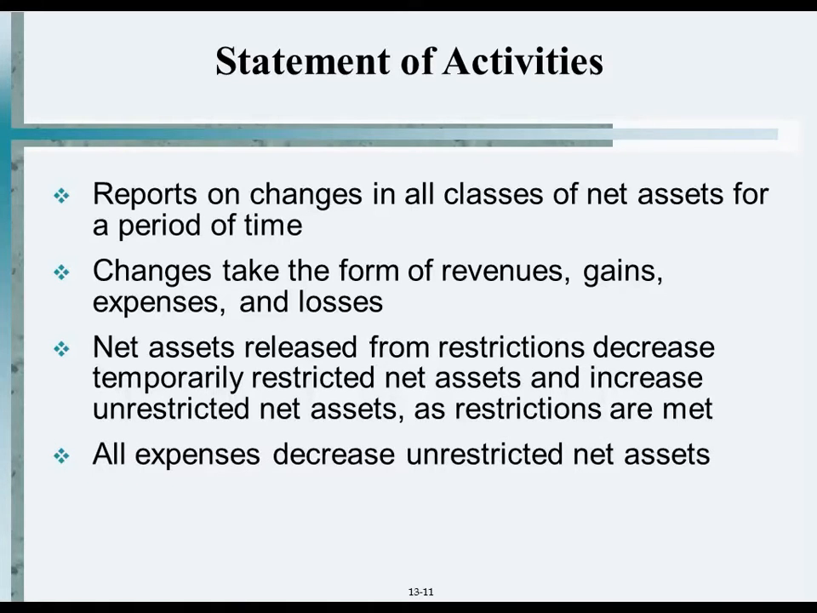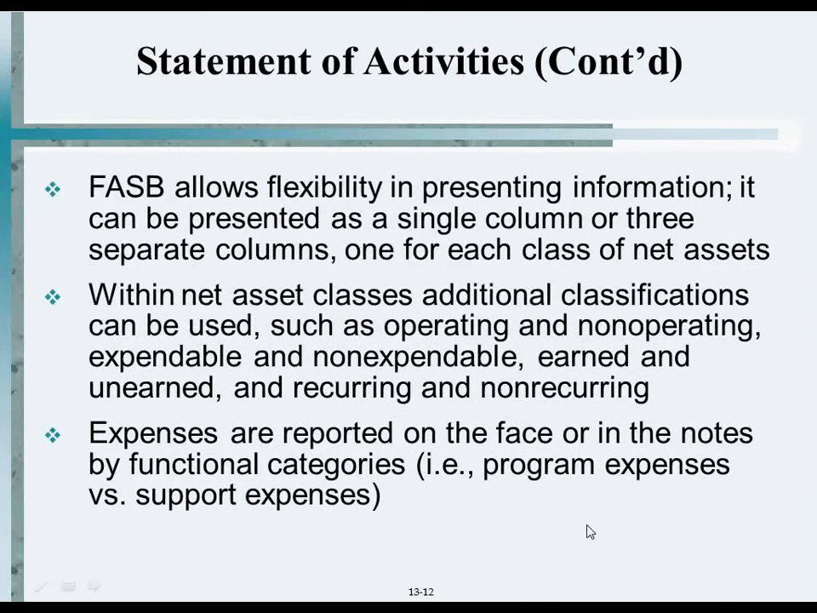And obviously all expenses decrease unrestricted net assets. So it really is not complicated in any way. You have three buckets, and from each bucket you derive revenues and you charge expenses. And basically what happens is, instead of charging the expenses to each bucket, they get transferred, released to the unrestricted, where the expense is actually recorded. Okay. And as it says, FASB allows flexibility in presenting this information. Some people use operating and non-operating as categories, but this part here, expenses are reported on the face or in the notes by functional categories, is really important.